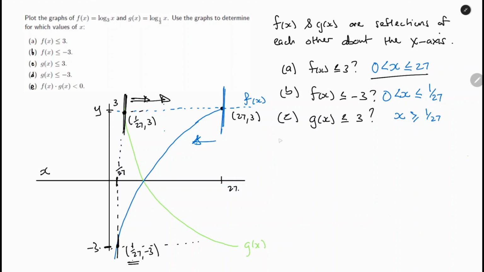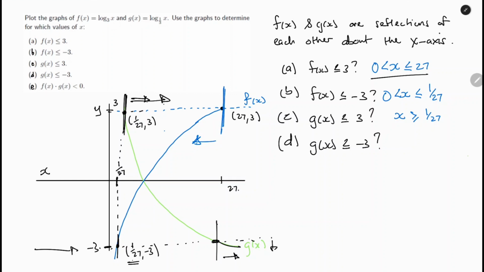Okay, now for D, we want g of x less than or equal to minus 3, right? Where's minus 3? Minus 3 is over here, right? So at this point here, we want all the x values that's going to give us here, where g of x is less than y is equal to minus 3.